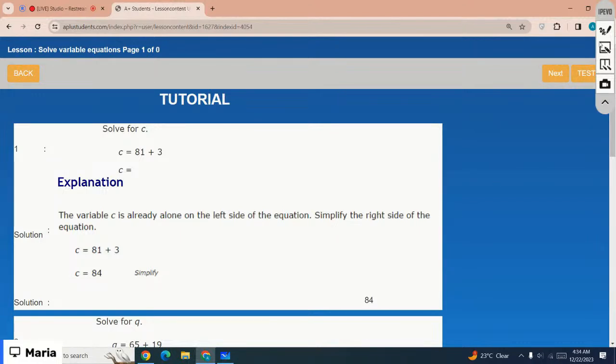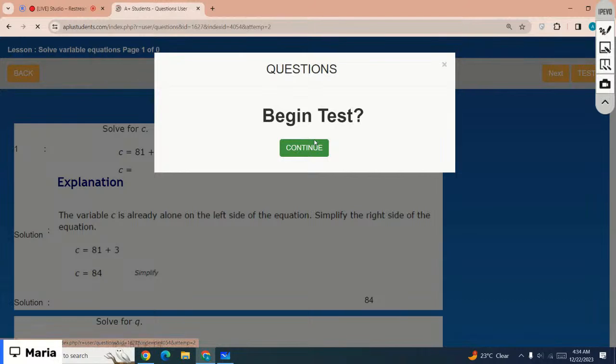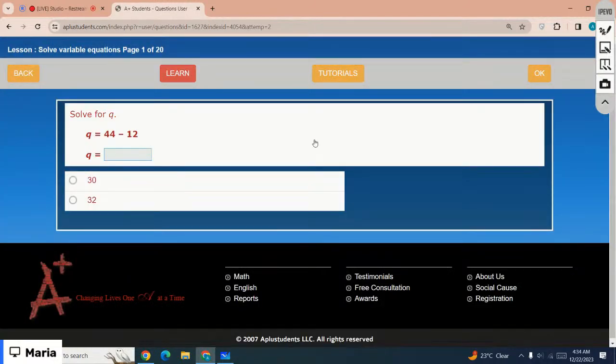Let's just start with the test questions. That is Q equals 44 minus 12, which is the correct option. Yes, you can see the variable is already isolated, right? Isolated means the variable is already on one side. You simply have to solve the other side. That means you need to subtract 44 minus 12. So yeah, that is 32. The correct option is 32.